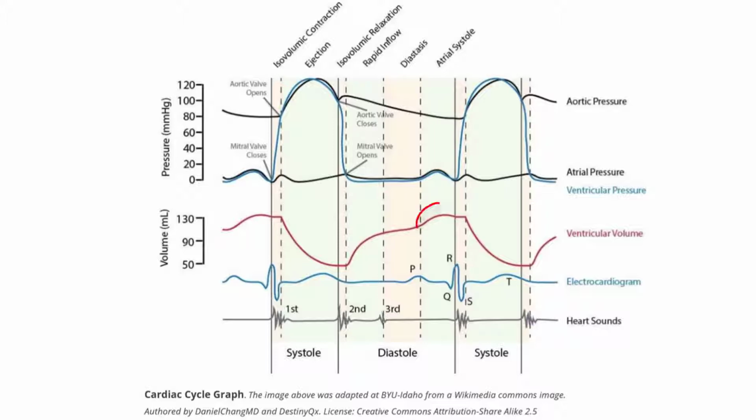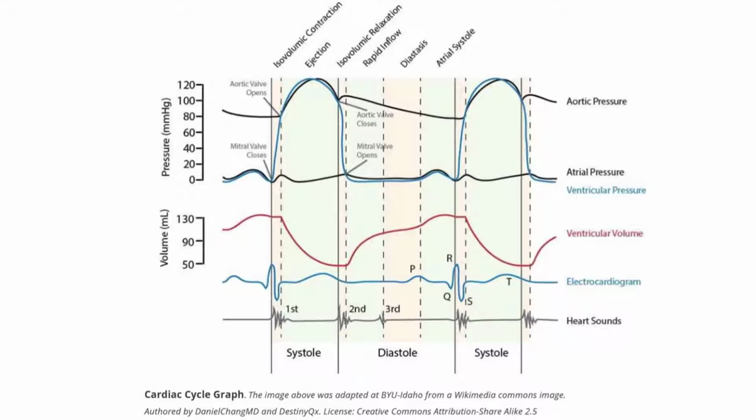And then after that, we have atrial systole. The atria are going to squeeze. They're going to push the last little bit of blood down into the ventricles. And it's really kind of a topping off phase. And sure enough, we see that little increase in our volume line.